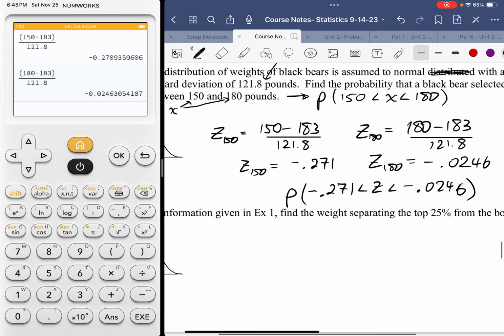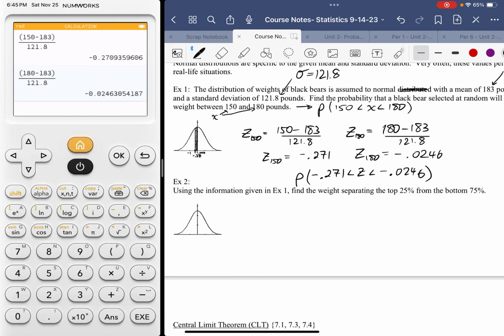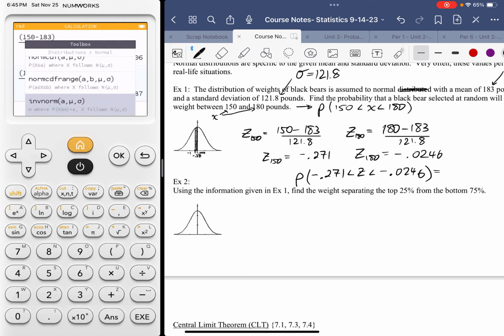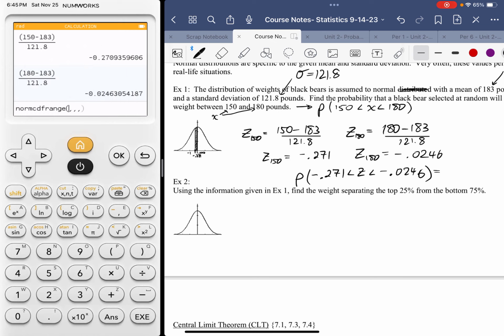So to do that, we're going to do norm CDF range. So toolbox, probability distributions, normal, and then norm CDF range. So negative 0.271 on the low end, negative 0.0246 on the high end, 0 and 1. If I hit OK on that, it should give me a fairly small probability. Yeah, close to 10%, about 0.097.